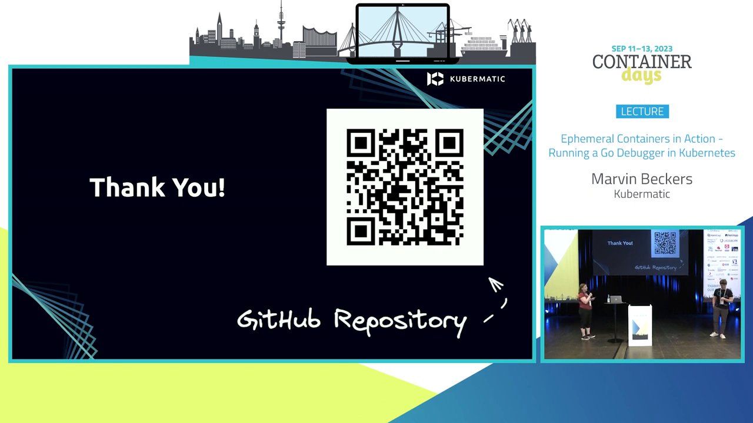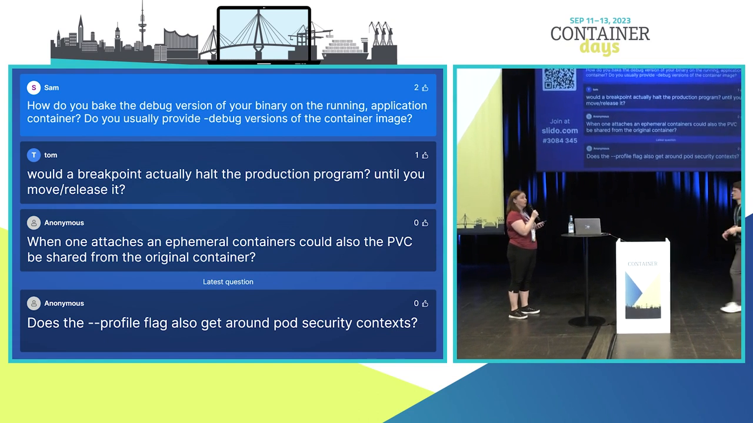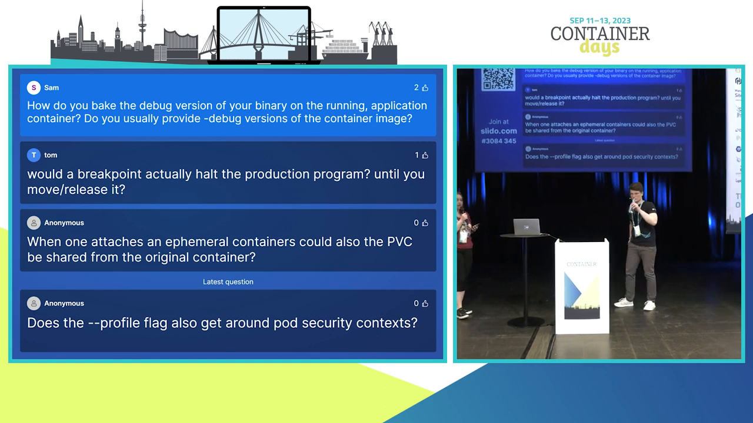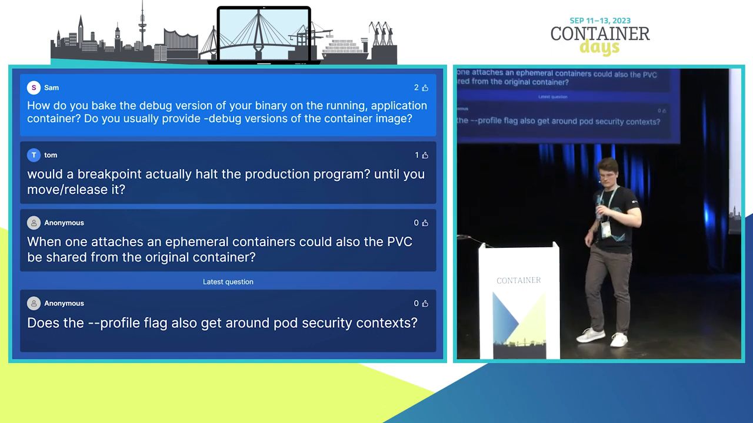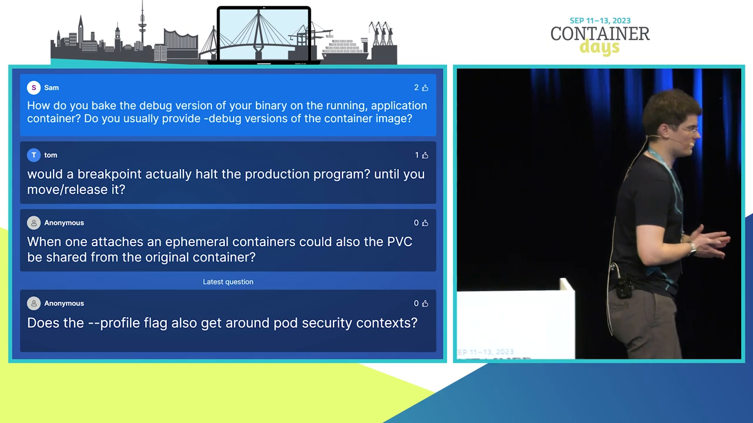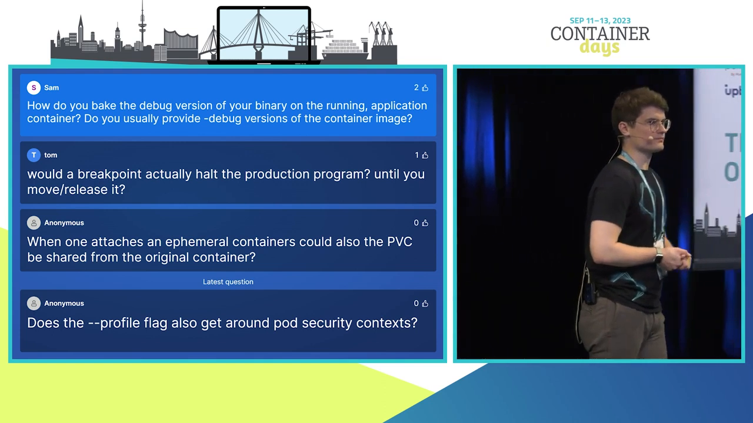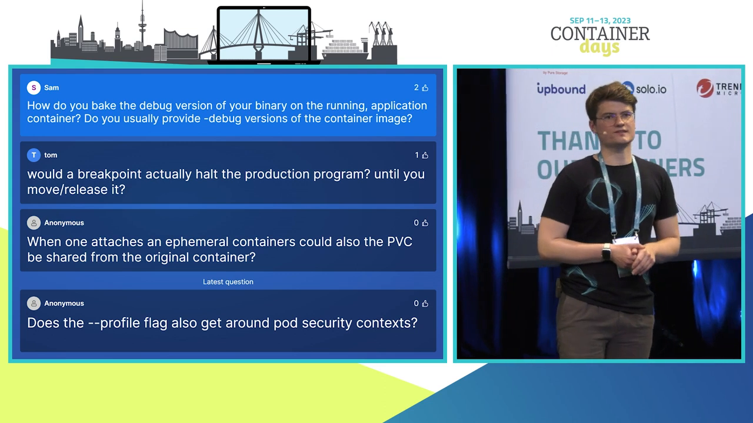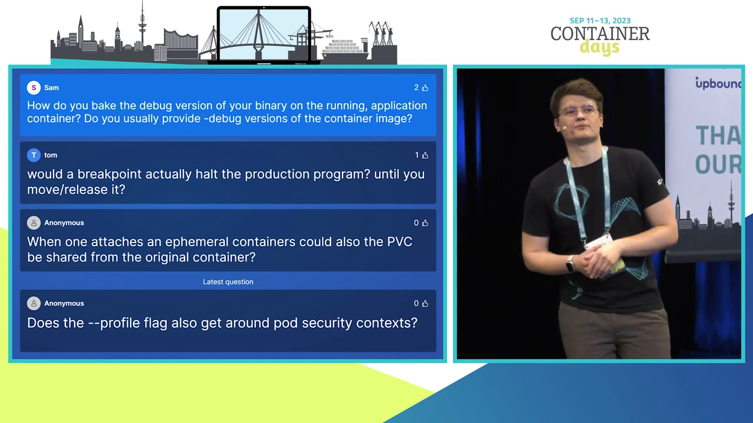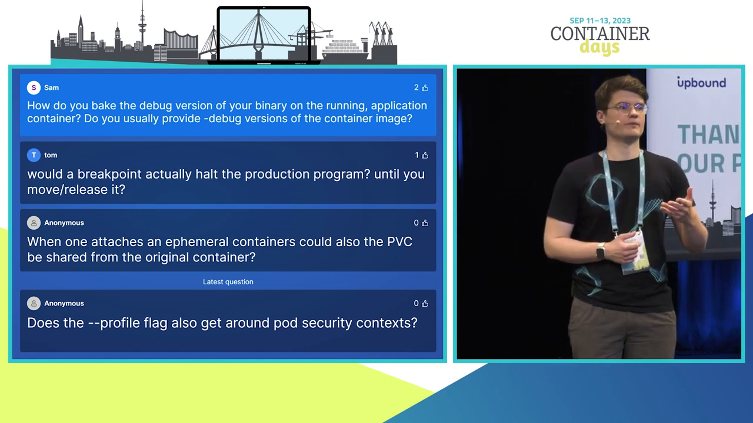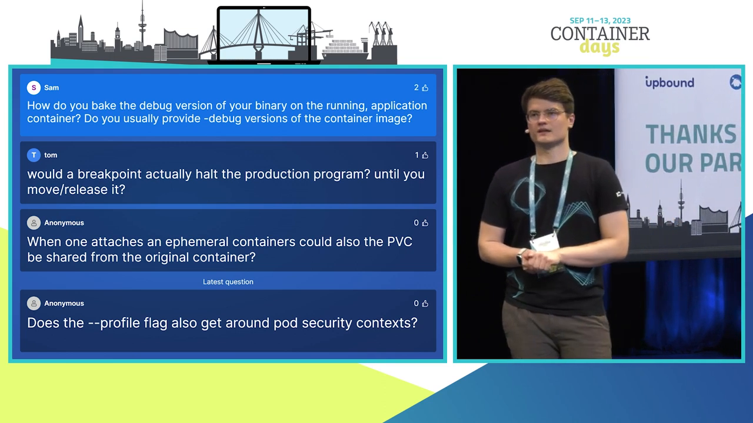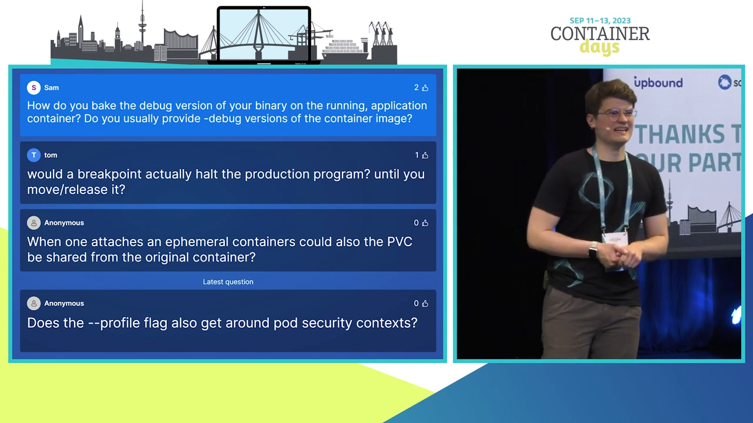It's really interesting to hear more about debugging, because in the Go community, we talk about profiling a lot, but not so much about debugging. So one of the questions that we have is, how do you bake the debug version of your binary into the running application container? Yeah, so I showed you the build flags. You can set those while building your normal application container, but you likely will have a performance penalty from that, because the compiler suddenly doesn't optimize your less than optimal code. So you can't really bake it in and switch it on demand.